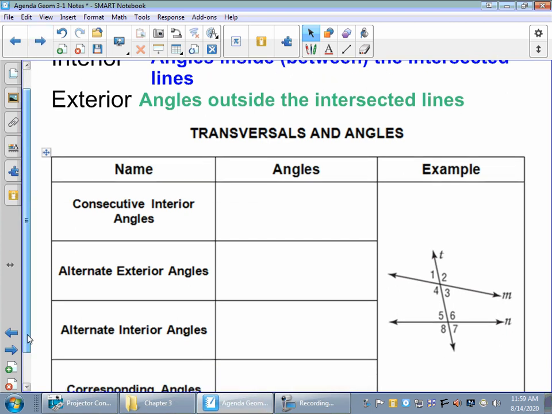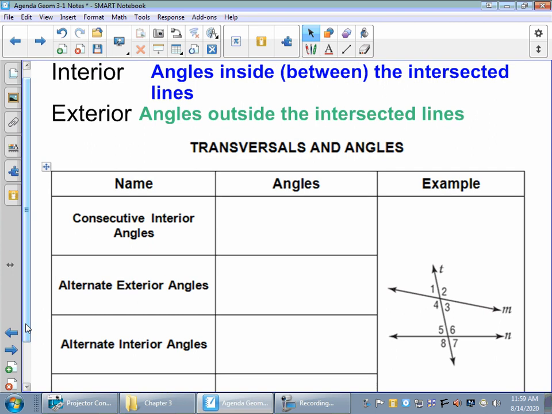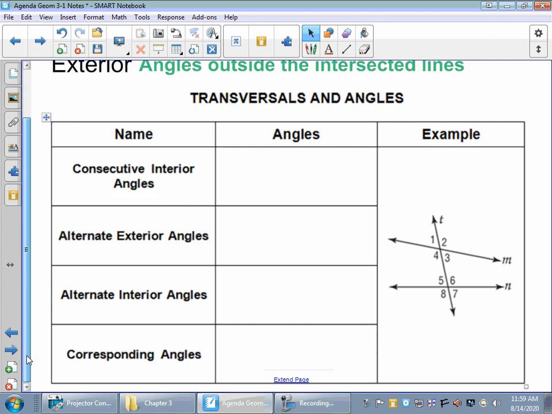And now we've got a bunch of different relationships based on interior and exterior, but they're going to be consecutive or alternate. So you can see the table here is going to have a bunch of different relationships between consecutive interior, and then you'd have, say, alternate exterior, alternate interior, and corresponding angles. So those are relationships. So let's kind of talk about those.